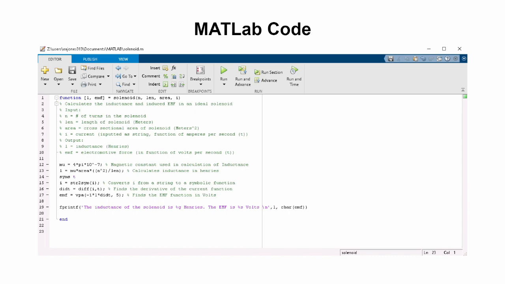After that, we take the string inputted by the user and turn it into a symbolic function, which MATLAB can use for the remainder of the program. Then, we find the derivative of this function with respect to time. After that, we have everything we need to calculate the EMF.